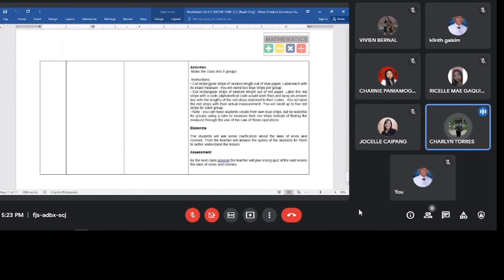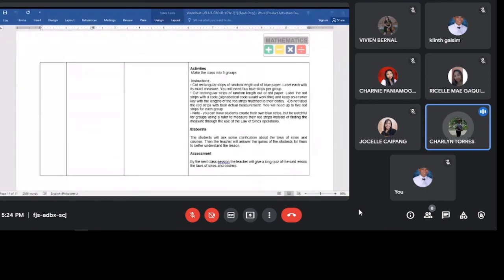For the elaboration, the students will ask for some clarification about the laws of sines and cosines. Then the teacher will answer the queries of the students for them to better understand the lesson. And for the assessment, by the next class session, the teacher will give a long quiz on the said lessons, the laws of sines and cosines. So this will end the lessons for day 5.